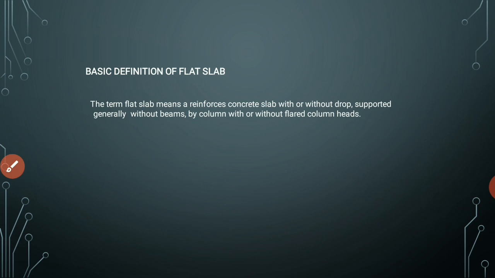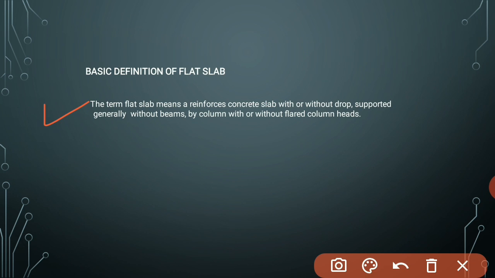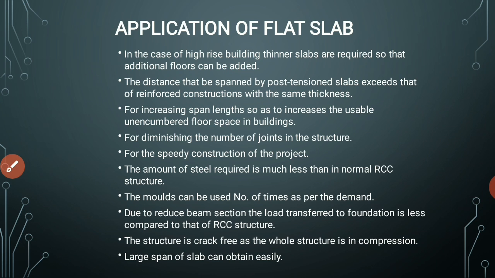So definition of flat slab. The term flat slab means reinforced concrete slab with or without drop. With or without drop, so it will depend upon the situation and the location where we are going to use the flat slab. Okay, with or without drop, supported generally without beams by columns, with or without flared column heads. So what is flared column head, we'll see in the next slides. So this is the basic definition of flat slab.